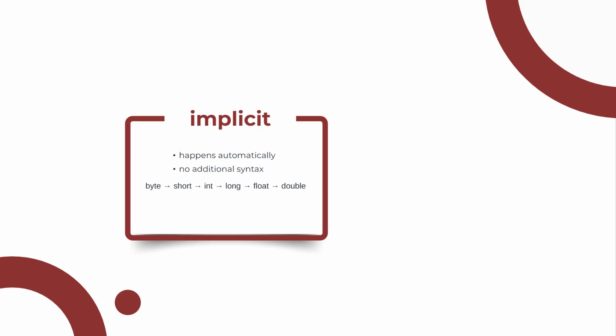In Java, there are two main ways to convert data between types: implicit casting and explicit casting. Implicit casting happens automatically when you assign a small data type like an integer to a larger one like a double. Java handles the conversion for you. No extra syntax is required. Think of it as pouring a small cup of water into a bigger container. It fits easily.